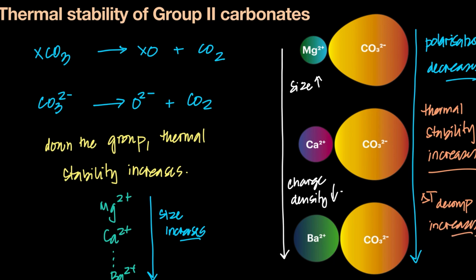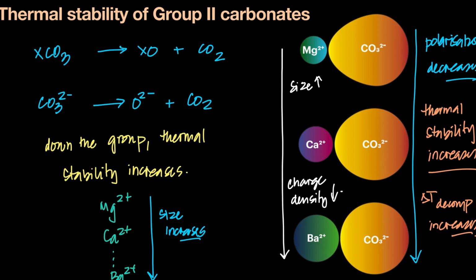And so now you can explain why. They'll ask you, explain the thermal stability of group 2 carbonates. You'd say that for group 2 carbonates, down the group, the size of the cations increases, the charge remains the same. So charge density decreases, which means the polarization or the distortion of the anion decreases, which therefore results in greater thermal stability. That's for group 2 carbonates.